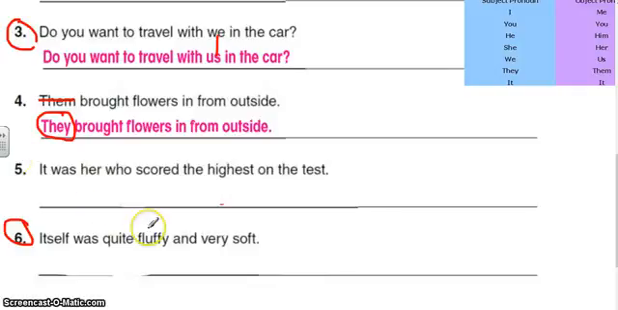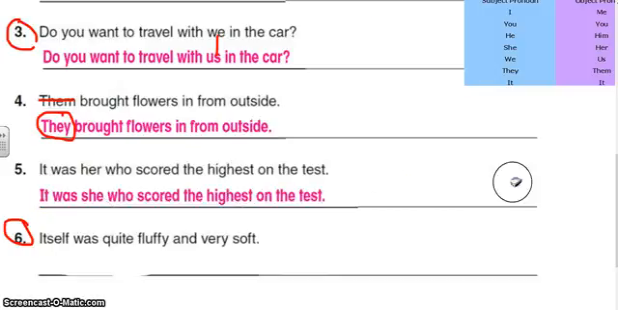Number 5, "It was her who scored the highest on the test." This one is a little bit trickier, but it should be "It was she who scored." So if you crossed out her and put she, you would be correct. Okay? They're both pronouns, but one is grammatically correct.